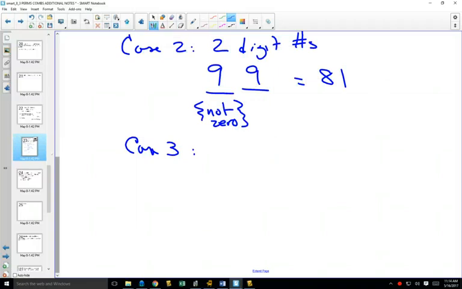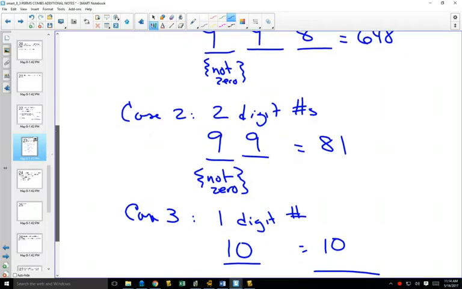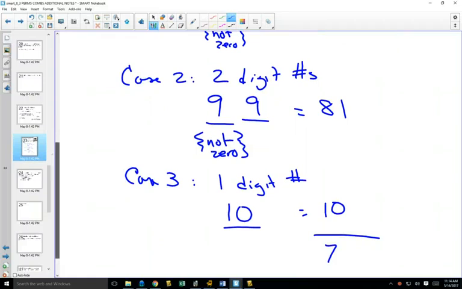And case 3 is our 1-digit number. Should I put in 10 or should I put in 9? What do you think? 10. So do we think that 0 is a number as a digit? Yes. So then we could put in 10. And so there's 10 choices there. If we add those all up, we get 739. So with cases, we count our cases separately, and then we add them up to get our total.